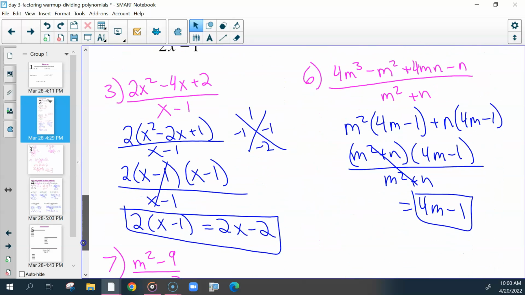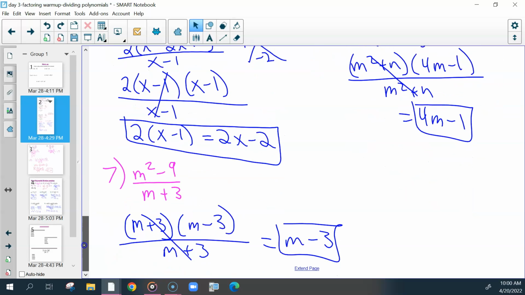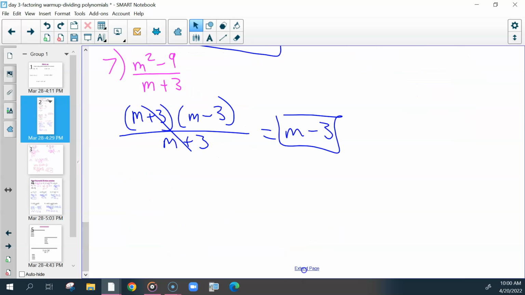Number 6 was a grouping one. So you had m squared plus n, 4m minus 1. The m squared plus n canceled, leaving 4m minus 1. And then number 7, the factors would be m plus 3, m minus 3, m plus 3 would cancel, leaving just m minus 3.